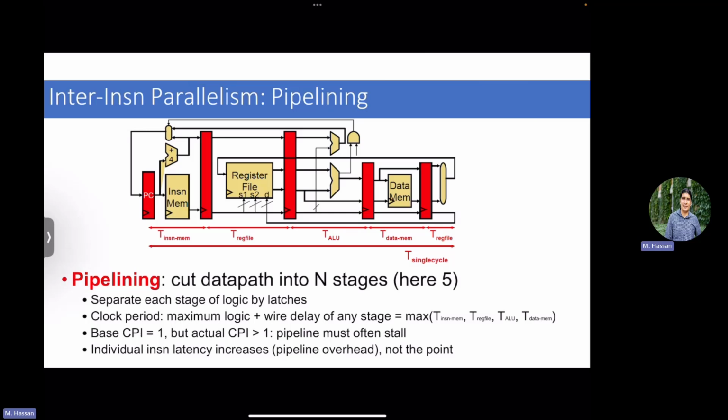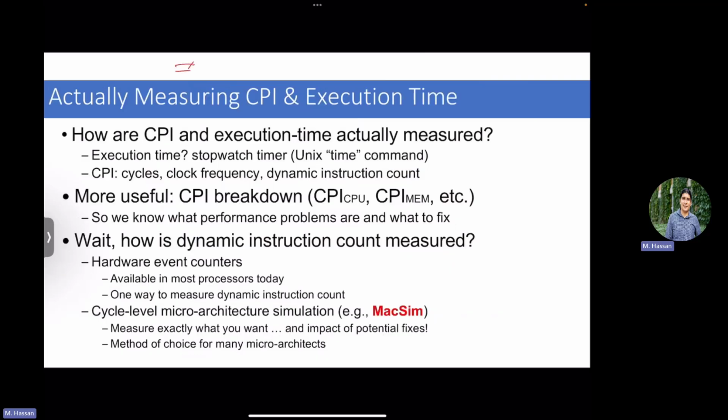So now, a more useful CPI breakdown, memory. Going back to the overall equation that I would like to write here: number of instructions, or the instruction count, and then CPI, and then clock speed or clock period. So assume now we are in lab 1 and lab 2 and we want to measure CPI.